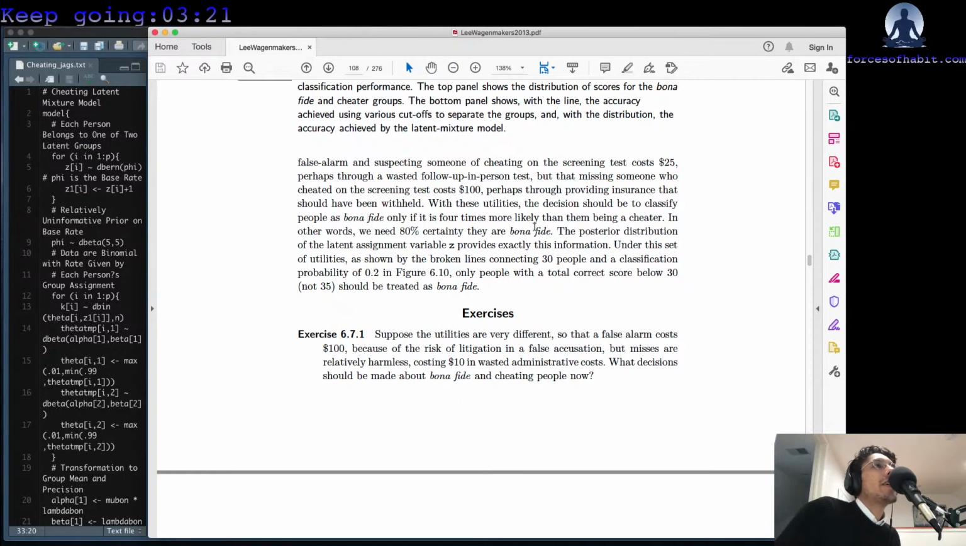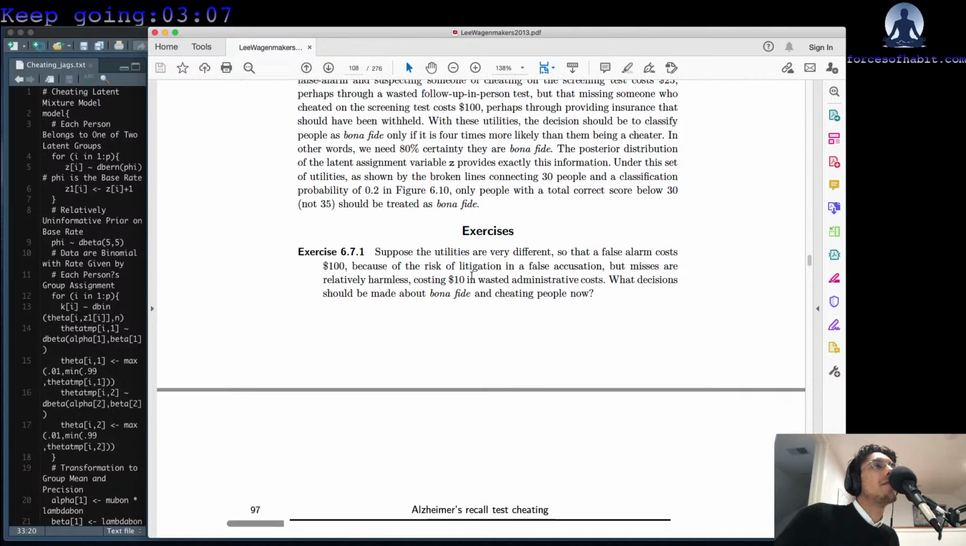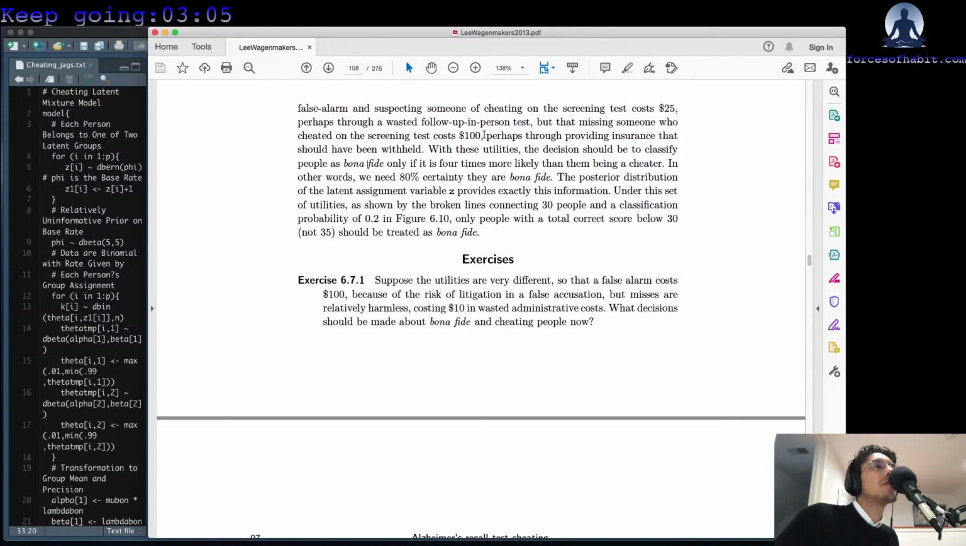I'm curious how they landed on these values. This 80%. Classify people. 4 times more likely. So 25 in the hundreds. Now we have 100 to 10.